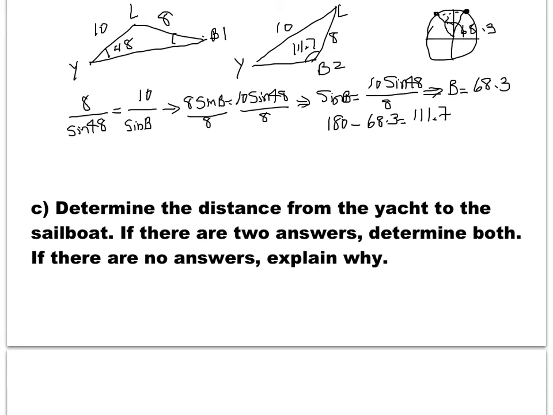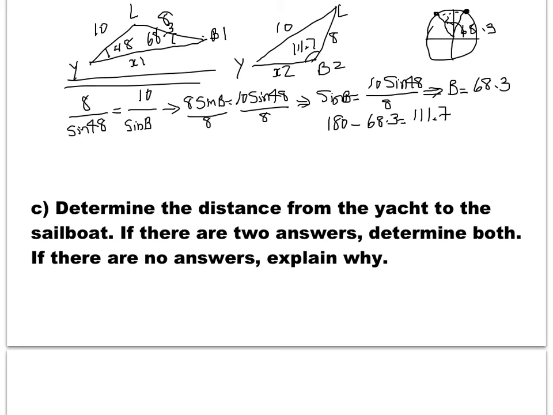This is 68.3, and the other one is 111.7. Now what we have to do is to find YB1 or YB2. Let's call this one X1 and this one to be X2. So in the first case, which is this case, we are going to use the sine law again to find X1, and in the second triangle X2.